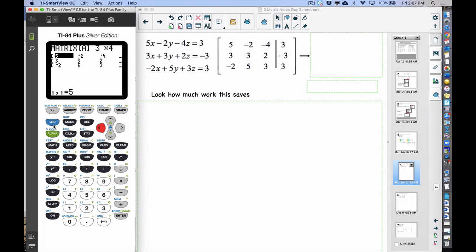Okay, once I'm done typing them in, then I want to do second mode so that I'm not in that matrix window anymore. But I've got to choose second, then matrix, arrow over to math in that middle column, and then I want to scroll down to RREF.